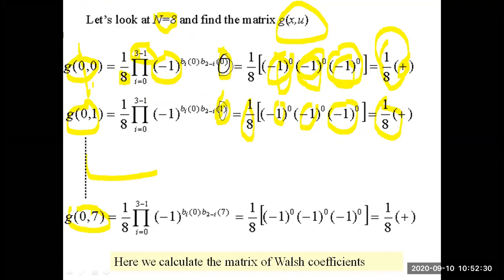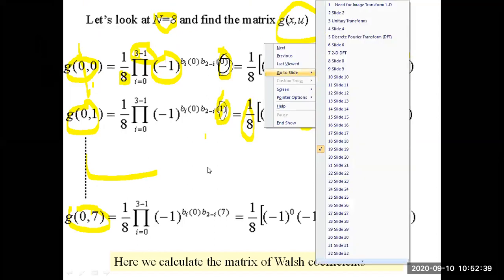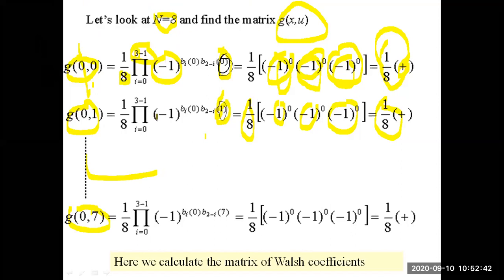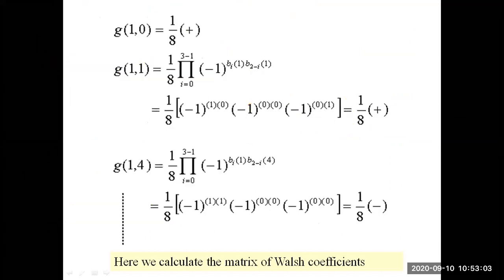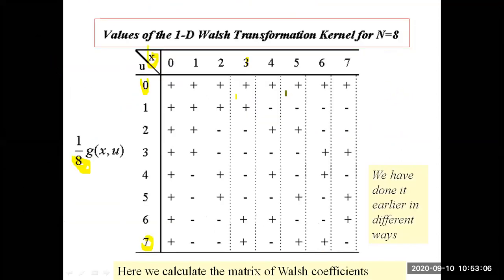First calculate the horizontal values, then calculate the vertical values. Then you will get 7 values vertically and 7 values horizontally, with magnitude 1 by 8 of course, but the signs change, so plus and minus like this. Those values are all summarized in a matrix form like this. This is our one-dimensional matrix.